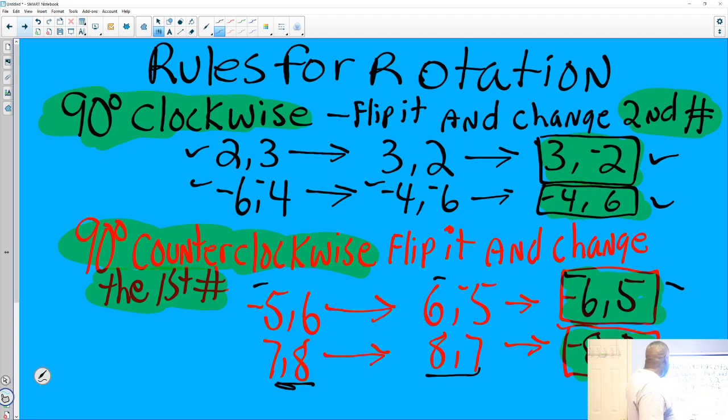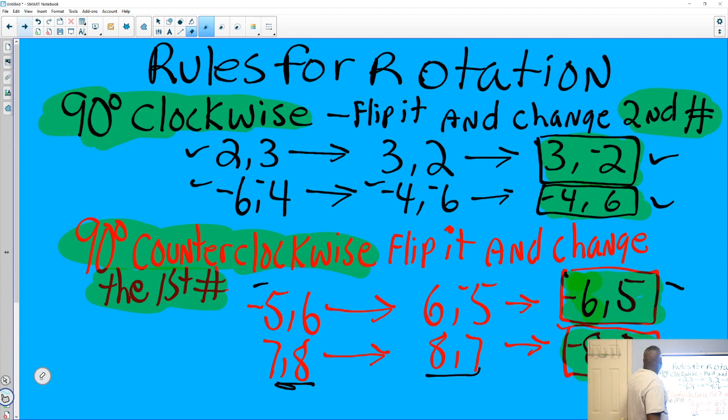Rules for rotation. You got 90 degrees clockwise. If you got a point, you flip it, change the second number. That's all you do. If you got counterclockwise, you flip it, and then you change the first number. Everybody see? Let's get this out of the way right here so we won't get confused. Everybody got it? See what I've done?